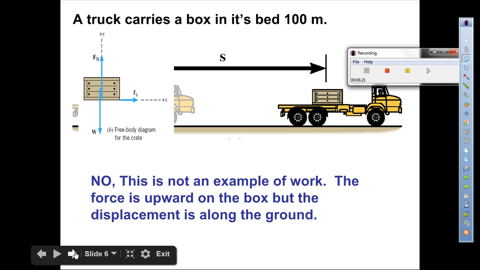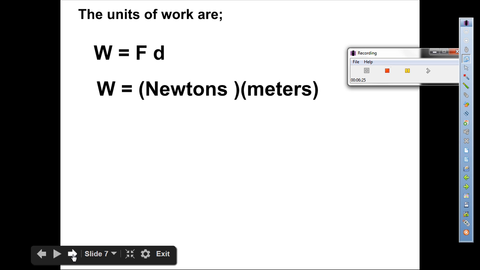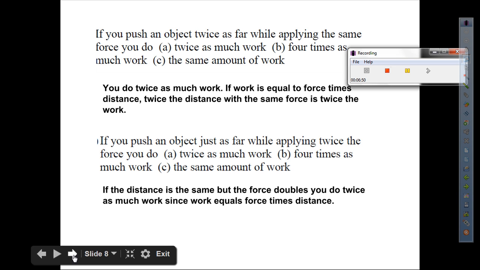All right. So the units of work are newtons times meters, which is an N·m. Sometimes you'll see it as an N-M. And a newton meter is also called a joule. Also called a joule. Okay? In the English system, we call it foot-pounds. You're never going to have to know that. I will never give you a foot-pound question.